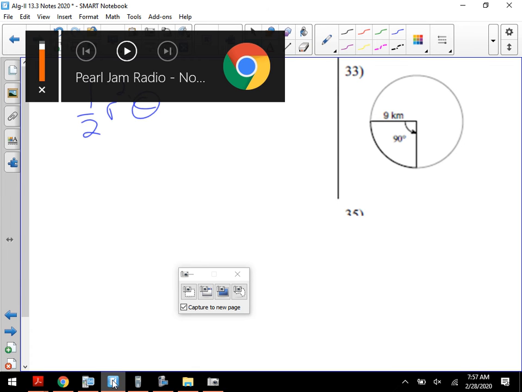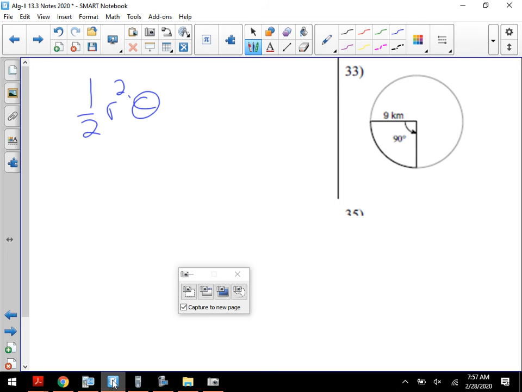Pi over 180. Okay. So in this case here, I'm just going to write it out long form. 1/2 9 squared times 90 pi over 180. All right. Start simplifying. 90 over 180 is what? 1/2. Okay, that's easy. 9 squared is 81. So my numerator is 81 pi. My denominator is 4. Okay, this one you don't have to do any other simplifying, because there's nothing left to do.